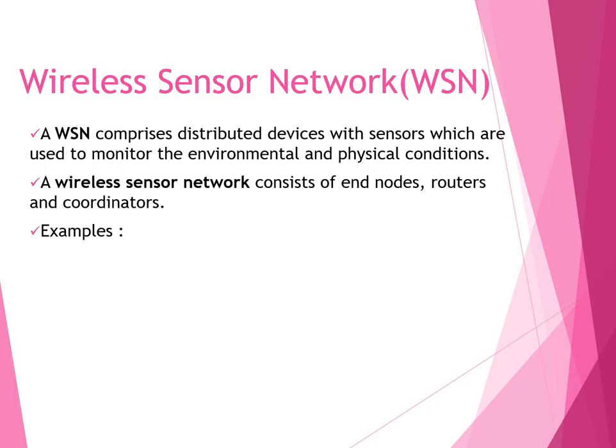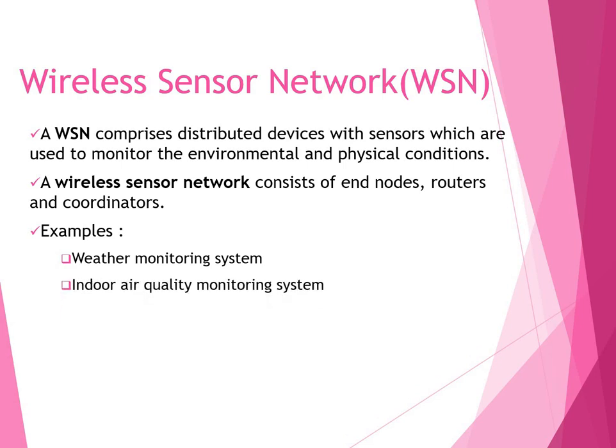There are some examples in this. The first one is weather monitoring system. In weather monitoring system, it is used to detect, record and display various weather parameters such as temperature and humidity. The second one is indoor air quality monitoring system. In this, a special tool called a VOC sensor is used. It is used to measure the concentration of VOC in air. VOC means volatile organic compound.